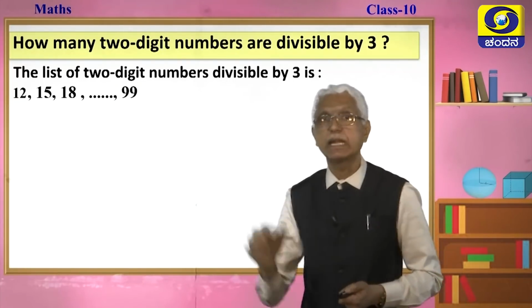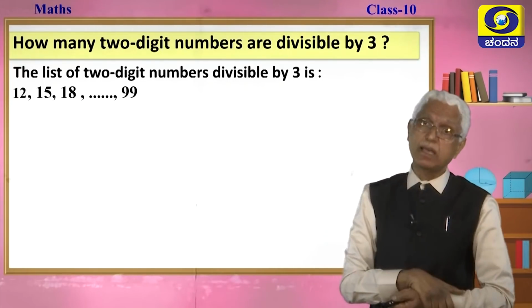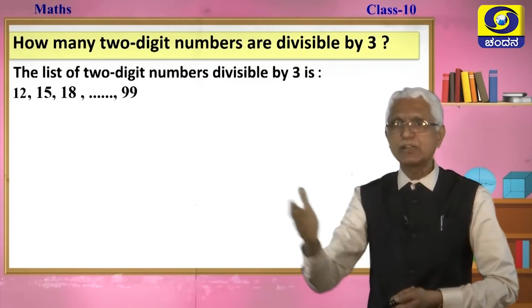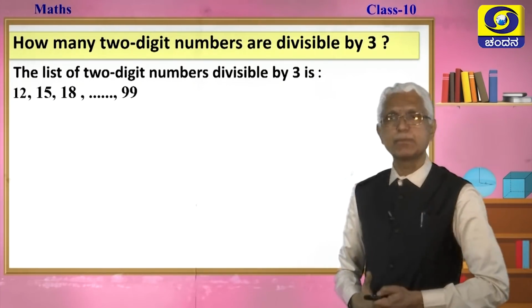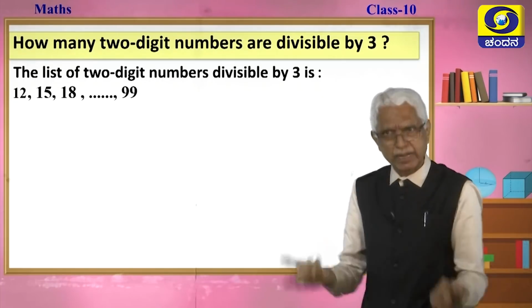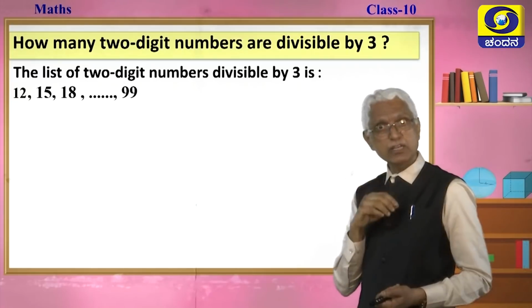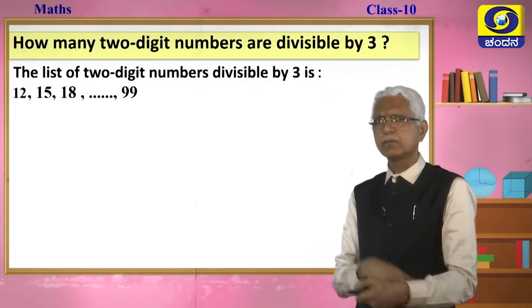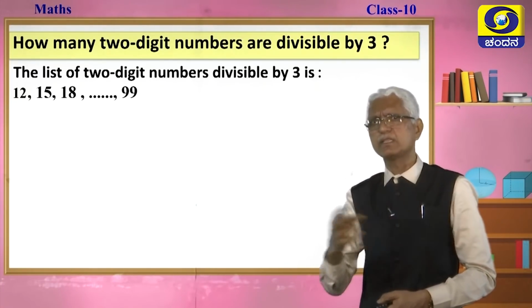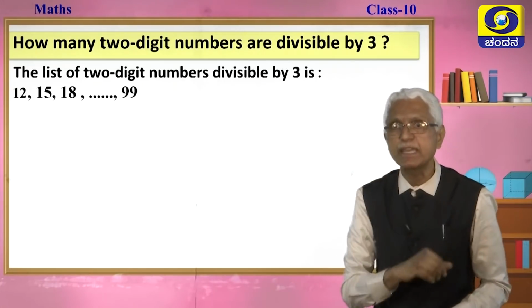Wonderful. You have listed. How many of them are there? From 12 to 99, how many 2-digit numbers are there? Are there 11, 13, 21, 24? I don't know. I will find out. How do I find out? I will first check whether it is an AP. 15 minus 12 is 3, 18 minus 15 is 3. It is an AP. Correct?